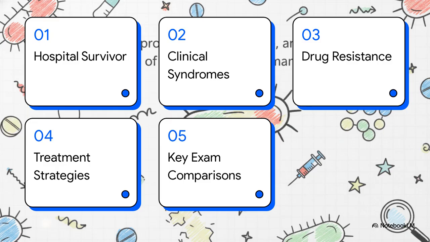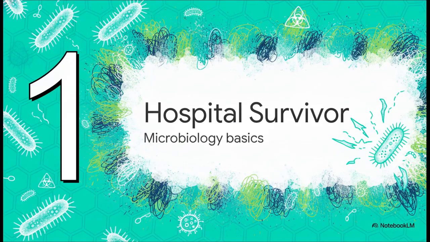To get you fully prepped, we've structured our session today into 5 distinct sections that map perfectly to how those tricky multiple-choice questions are written. We'll be hitting the ultimate hospital survivor, clinical syndromes and targets, mechanisms of drug resistance, high-yield treatment strategies, and finally, key exam comparisons. So, jumping right into Section 1, the ultimate hospital survivor.